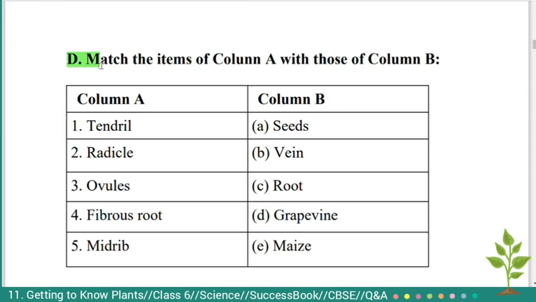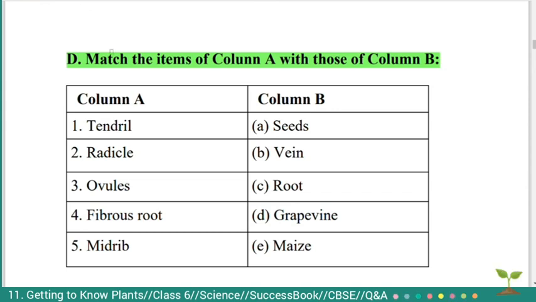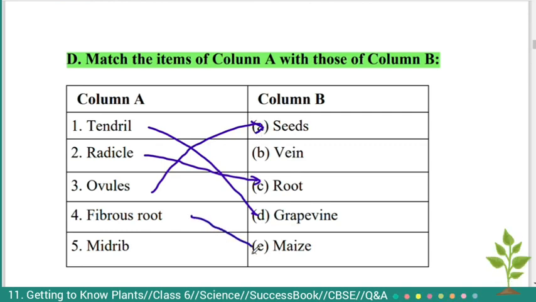Next main, D. Match the items of column A with those of column B. In column A, it is given as tendril, radicle, ovules, fibrous root, midrib. You have to match it with column B. Tendrils, so example is grapevine. Radicle, it is a root. Ovules, these are seeds. Fibrous root, maize. Midrib, vein.